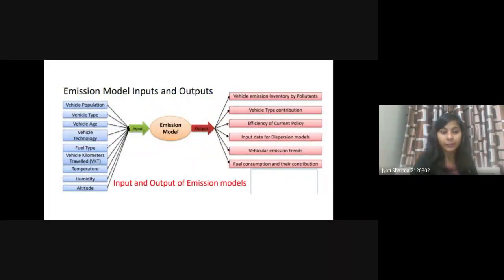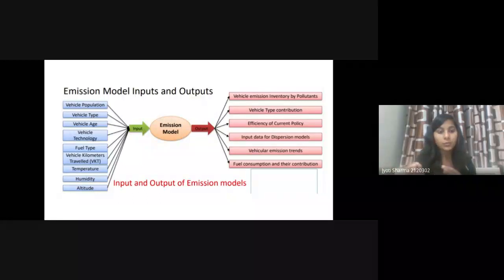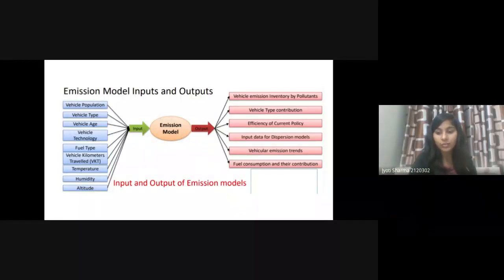Then this is the model I already talked about. We need some input. The model has some kind of equations embedded in it. Whenever you give the input to that model, it will give you the output. For example, how many vehicles you have on the road, what different types of vehicles you have, what is the age of those vehicles, what is the technology in that particular vehicle. Such inputs will give you the output, for example, vehicle emission inventory by pollutant. So let's say for carbon monoxide, different types of vehicles, different types of diesel will give you different values. This kind of emission model can give you such things.